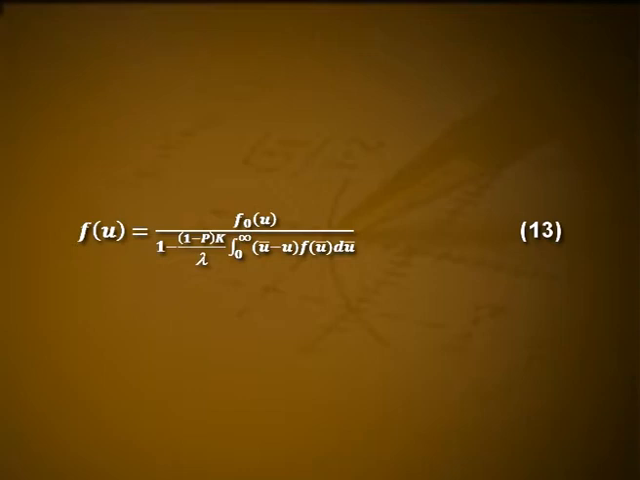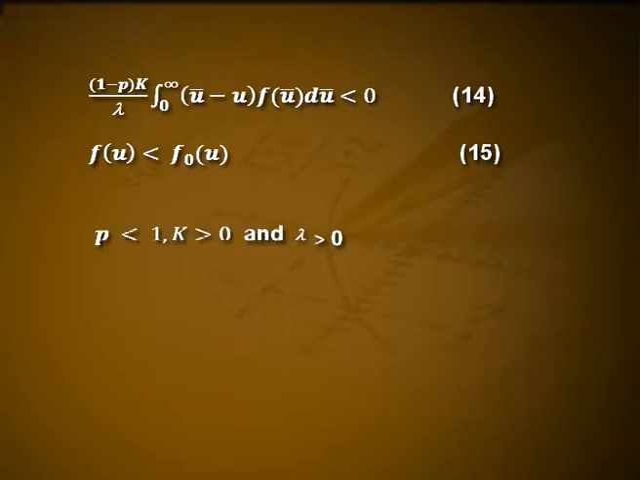Solving for f of u gives f of u is equal to f naught of u by 1 minus pk by lambda integral 0 to infinity u bar minus u into f of u bar du bar. Let us attempt some qualitative calculations using equation 13. We note that for 1 minus p into k by lambda integral 0 to infinity u bar minus u into f of u bar du bar less than 0, we shall have f of u less than f naught of u.